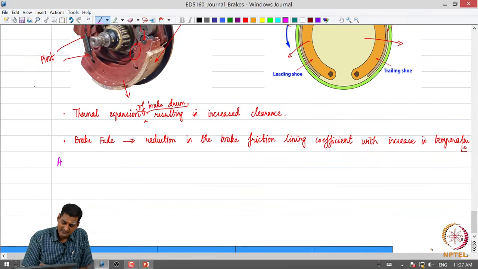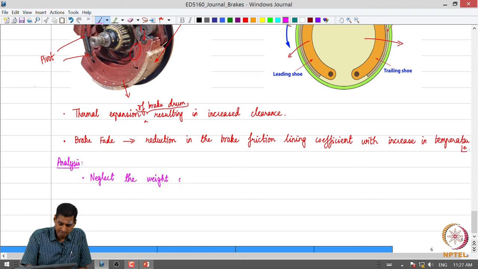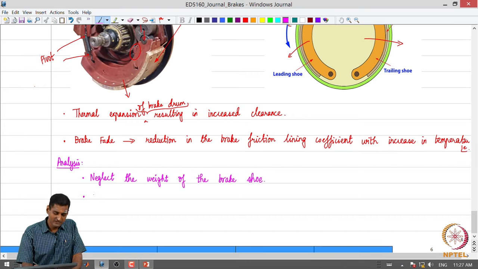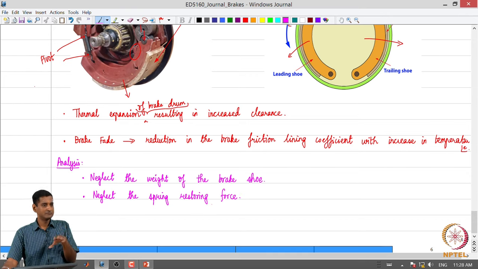In this analysis, let us neglect the weight of the brake shoe when compared to the other forces. We are going to identify what other forces come into play. So the mg component of the brake shoe is something we will neglect; we will consider it relatively small. We will also neglect the spring restoring force, in addition to the weight of the brake shoe, when compared to the other force components acting on the brake shoe.